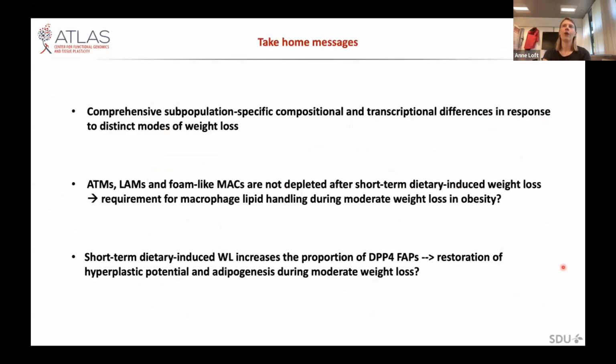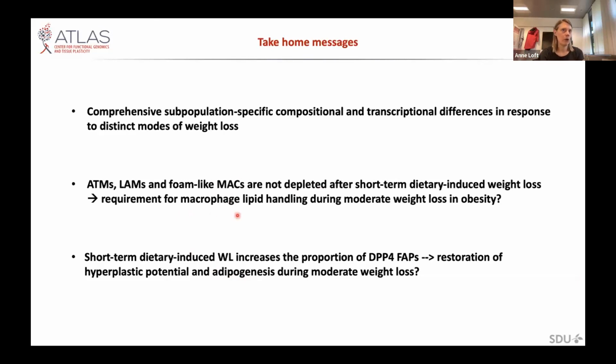So today I have shown you a snapshot of our findings from this study. We are, of course, analyzing all of the changes that occur in the different cell populations that we identify. But already now, I think it's very clear that there are comprehensive compositional and transcriptional changes in response to the different modes of weight loss, and this is highly specific to the individual subpopulations that likely reflect their distinct roles in the process of this healthy adipose tissue remodeling.